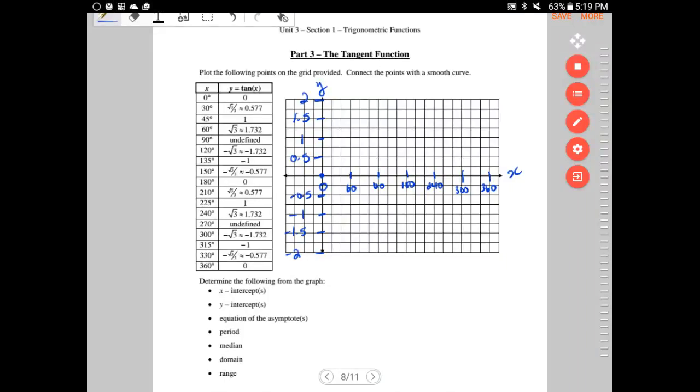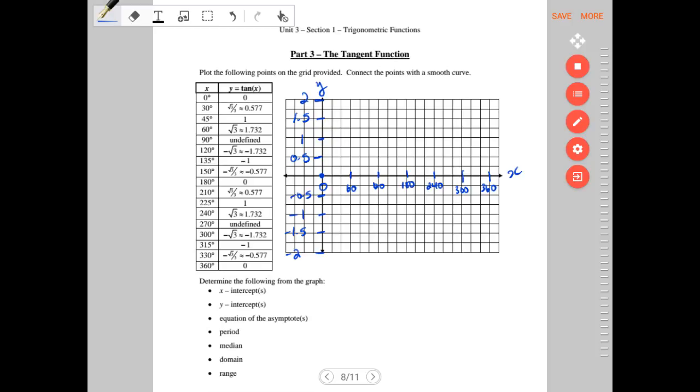Welcome to part 3, the tangent function. Yay, more graphing, everybody's favorite. Here you get to do the graph of a tangent.